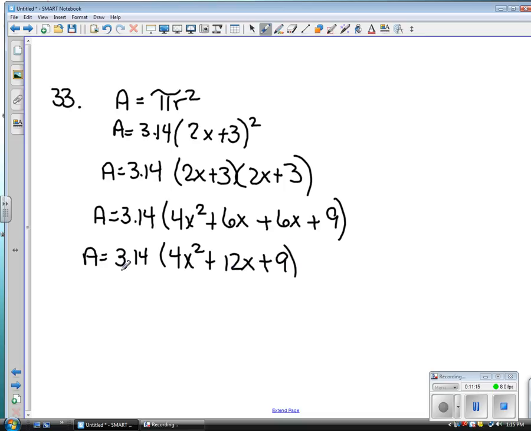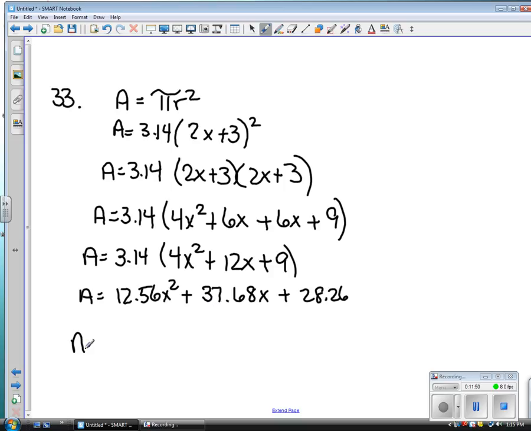Now I'm going to go through and multiply everything by 3.14. Somebody get their calculator out. I did it, but I don't have it on me right now. 12.56x squared. Somebody, 3.14 times 12. 37.68x plus, and what is 9 times 3.14? 28.26. Alright, that's the area of the circle, right?